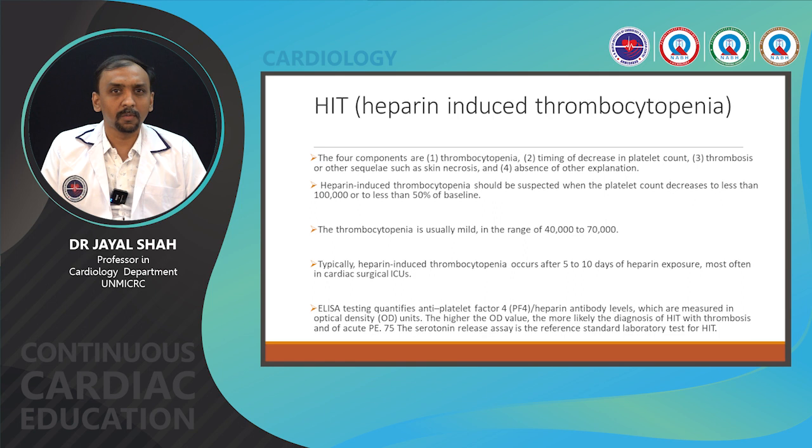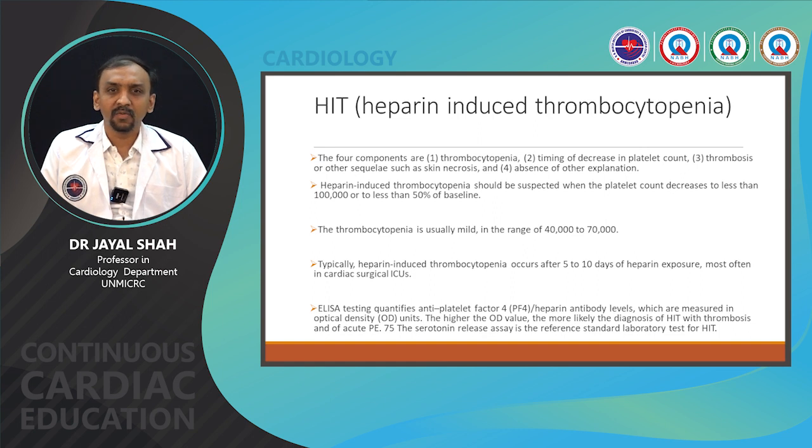The 4 components of HIT are thrombocytopenia, the timing of decrease in the platelet count, thrombosis or other sequelae, and absence of any other explanation. It should be suspected when the platelet count decreases to less than 1 lakh or 50% of the baseline. It is usually mild, in the range of 40 to 70,000, and typically occurs after 5 to 10 days of heparin exposure and most often in surgical ICU settings.